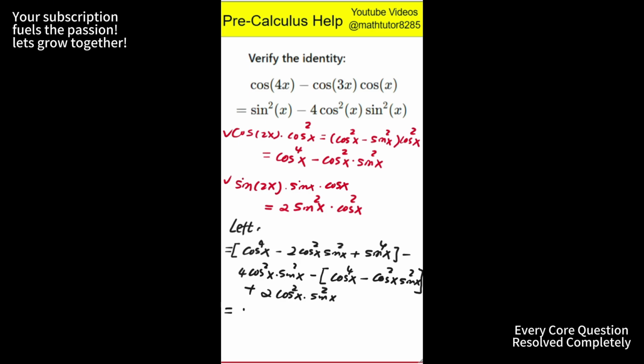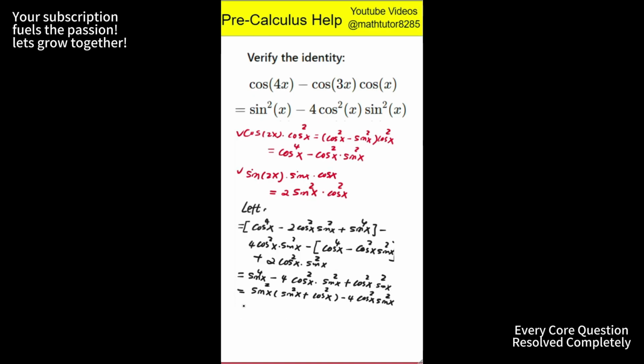Now simplify. The cosine to the fourth power terms cancel out. The combined terms give us sine to the fourth power of x, minus 4 times cosine squared x times sine squared x, plus cosine squared x times sine squared x. This simplifies to sine squared x times the sum of sine squared x and cosine squared x, minus 4 times cosine squared x times sine squared x. Because sine squared x plus cosine squared x equals 1, this becomes just sine squared x minus 4 times cosine squared x times sine squared x, which exactly matches the right-hand side of the original identity.